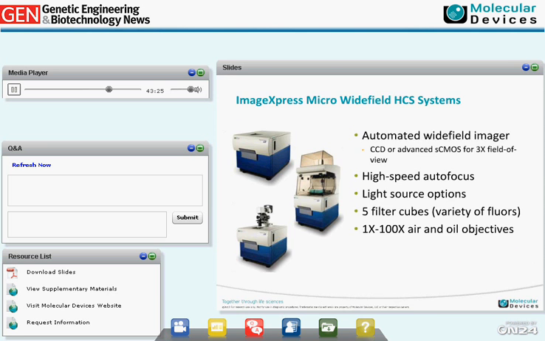The data highlighted in today's talks was generated largely on the ImageXpress Micro wide-field high-content screening system. This is an automated benchtop wide-field imager, which can be fitted with either a standard CCD or advanced scientific CMOS camera for an expanded dynamic range and 3 times larger field of view.